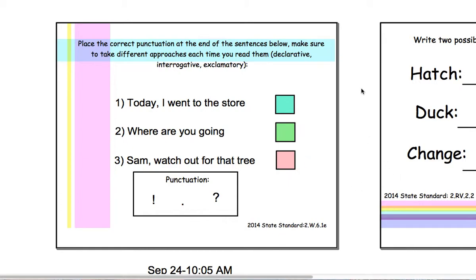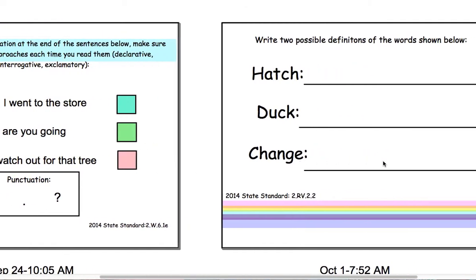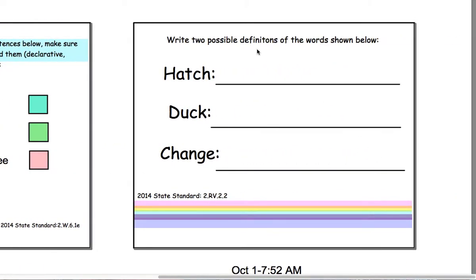And once you feel as if students have a basic grasp of what's going on in class, they'll be able to go through that and say, I want to click on the punctuation mark, this period, I'd put it right here, and "Today I went to the store" and it'd accept it. Or if I put "Where are you going" with a period, it would deny it because there should be a question mark after it.